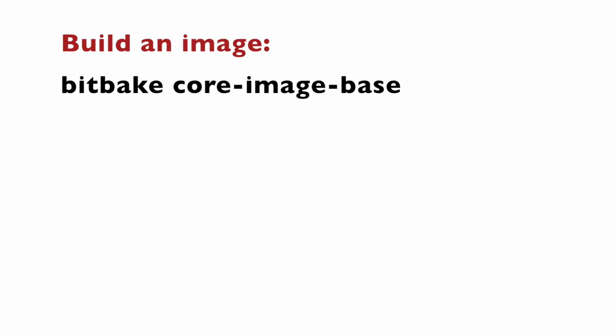The last step is to build an image. Poky, the reference distribution of the Yocto Project, comes with several predefined recipes for default images. One of these recipes is core-image-base. To build it, type in bitbake core-image-base.